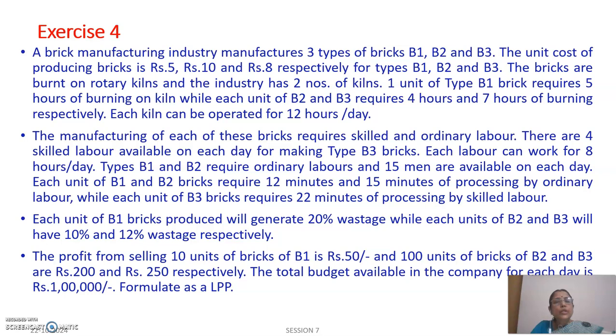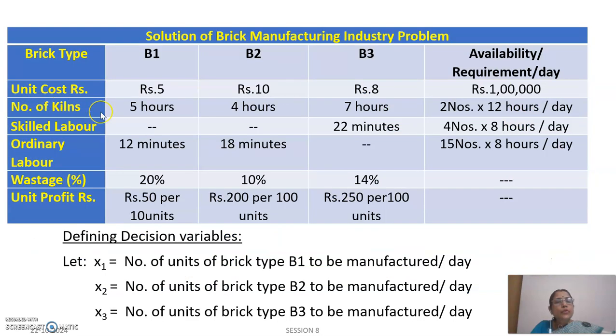Then, with respect to rotary kilns, the number of rotary kilns available is two, and each is operating for 12 hours per day. This is the availability or requirement of resources. Here the available resource with respect to number of kilns is given. The problem says that the company has two kilns. Each kiln is operated for 12 hours per day.